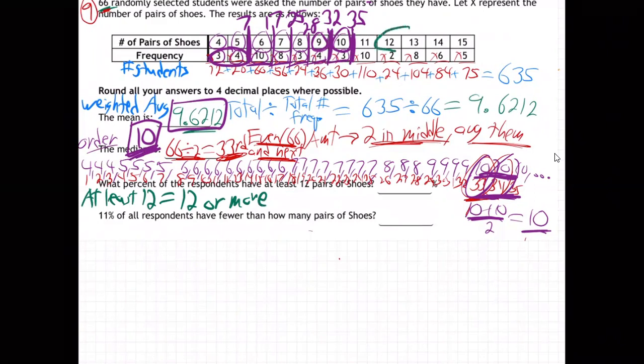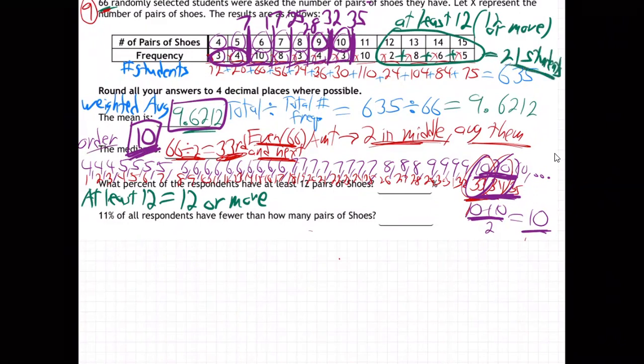Well, all these people have at least 12 or more pair of shoes. How many people is that? Add them up. 2 plus 8, 7, 11, 21. 21 students. 21 students have at least 12 pair of shoes, 12 or more shoes.